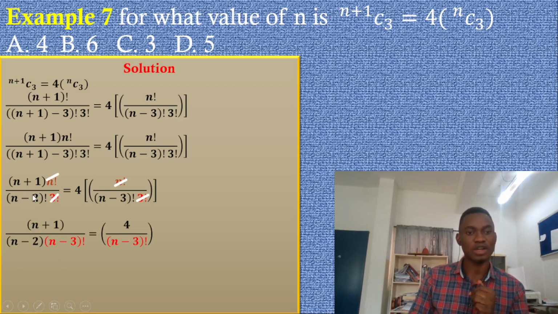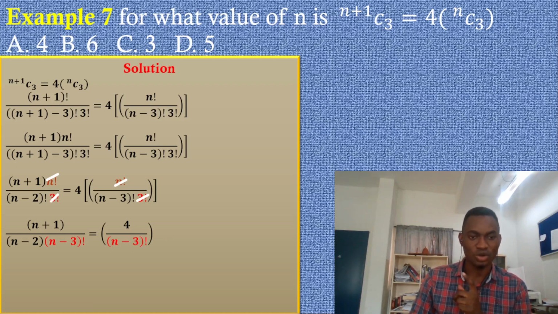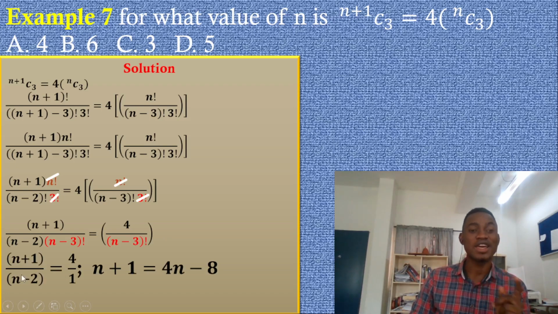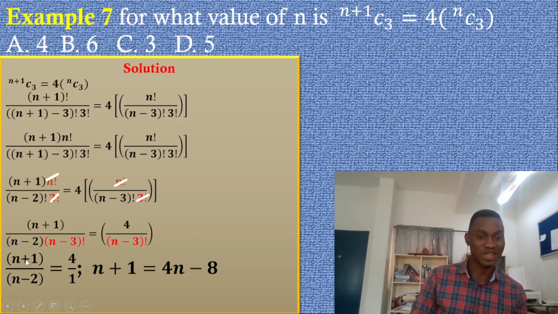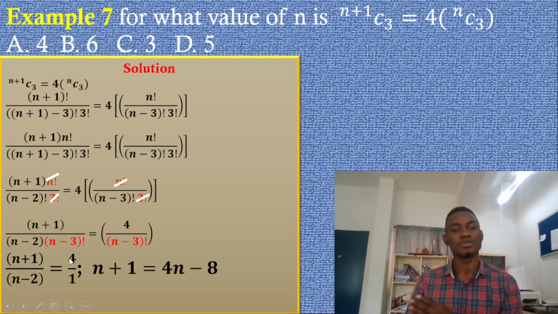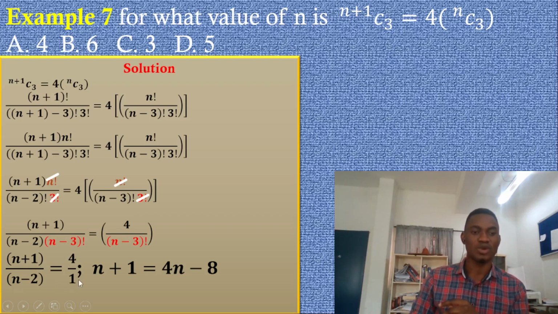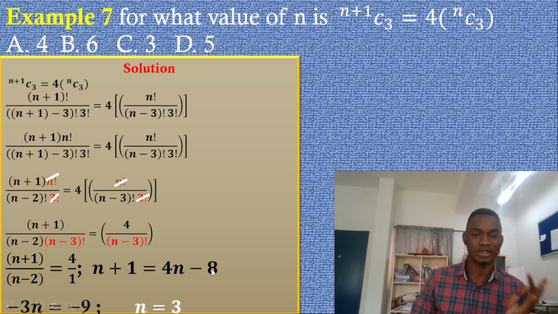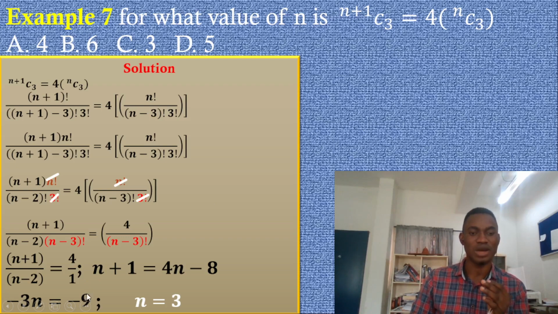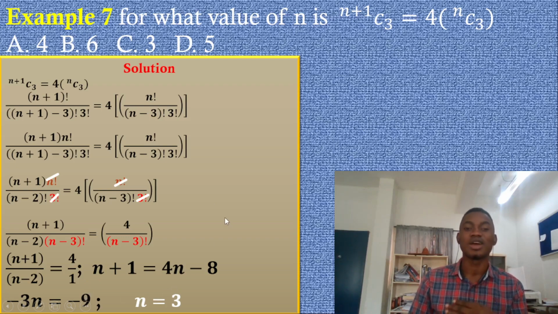So our n minus 2 factorial is the same as n minus 2 all into n minus 3 factorial. So at this point, our n minus 3 factorial here at the left hand side can actually cancel out the n minus 3 factorial at the right hand side. So if that is done, we have n plus 1 upon n minus 2 left on the left hand side of the equation. Then at the right hand side of the equation, we have 4 over 1. So when we cross multiply, we have n plus 1 equal to 4n minus 8, and we collect like terms, and we have minus 3n equal to minus 9. And that gives us 3 as the value of n as required by the question.